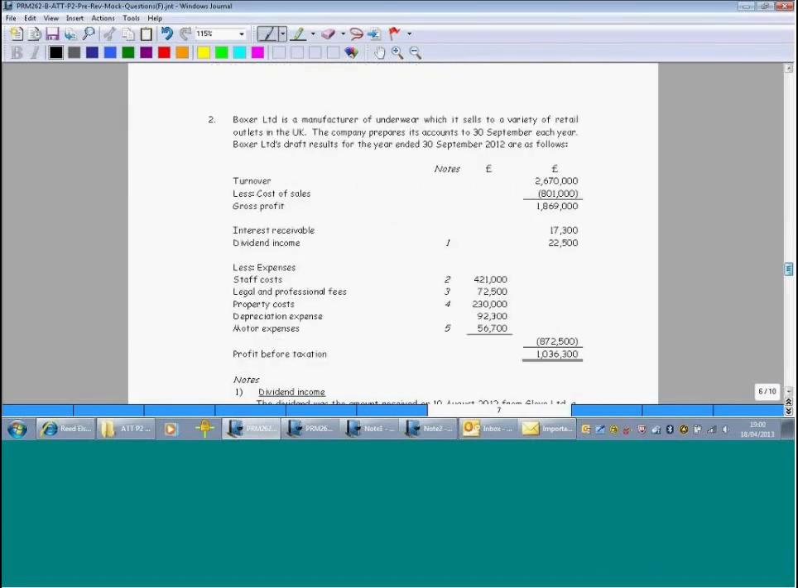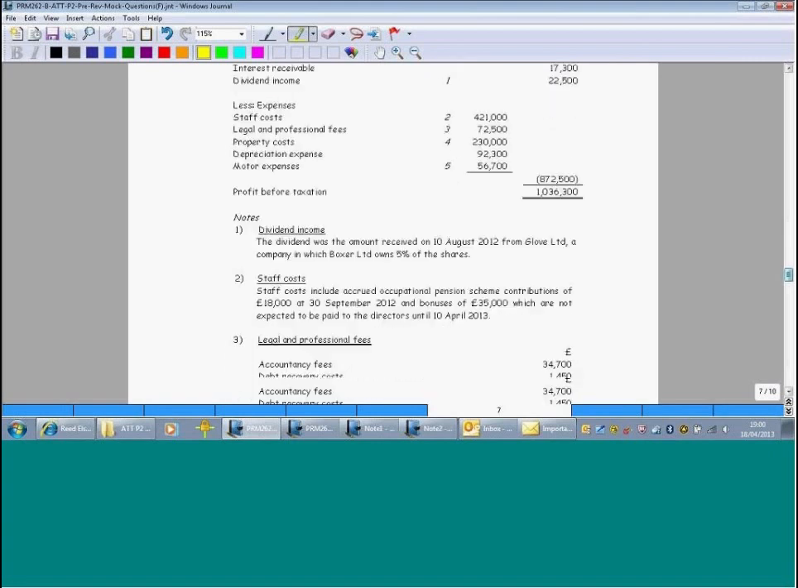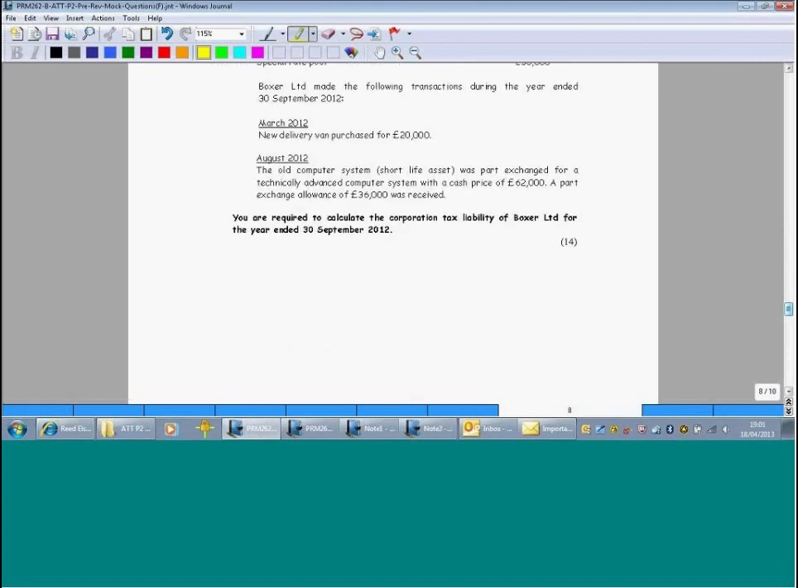Now the question I want you to spend the time on is question 2, Boxer Limited. Because in my experience as a tutor, corporation tax tends to be one of those areas that people don't like so much at ATT paper 2. So let's see if we can work through this question together.